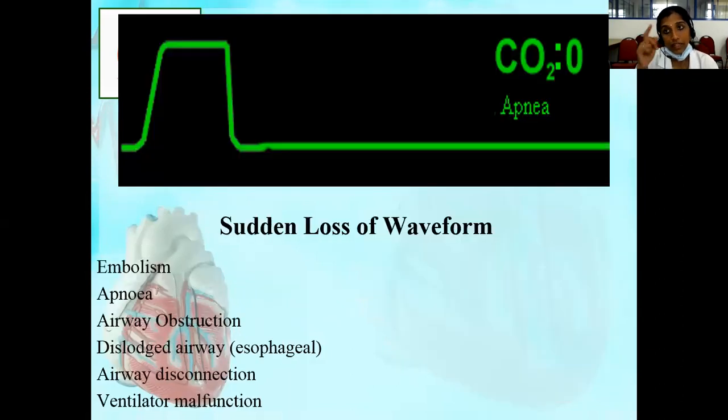This is a very dangerous situation, where suddenly the EtCO2 is coming and all of a sudden it stops. The first thing we do is see if the patient is breathing and if the circuit connections are adequate. There could be a problem anywhere in the circuit, from the tube, some airway obstruction, some dislodged airway, some disconnection, or some malfunction. Otherwise, it can be pure apnea or embolism.